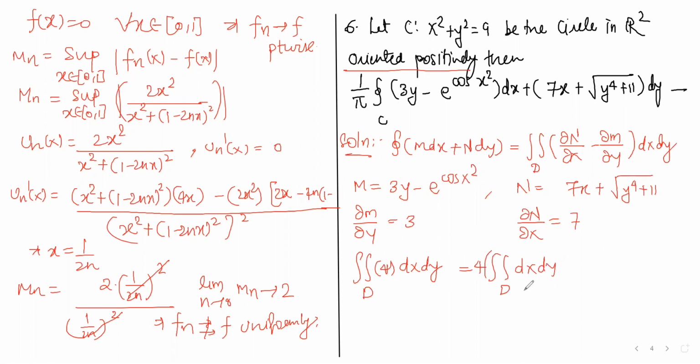If you look at this double integral clearly, since there is no function here, this stands for the area of the circle. We know that the area of a circle is pi r square, and r square is 9. So it will be 9 pi. That gives me 36 pi. But I have 1 upon pi here, so I'll divide this, and then this pi gets cancelled. So the answer would be 36.